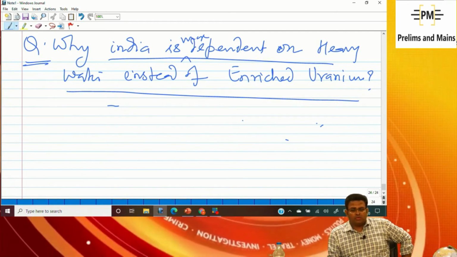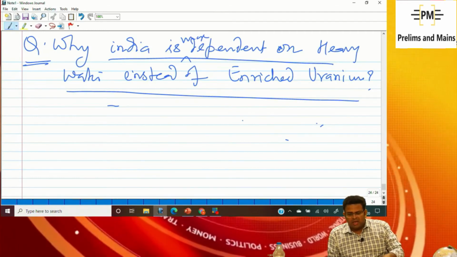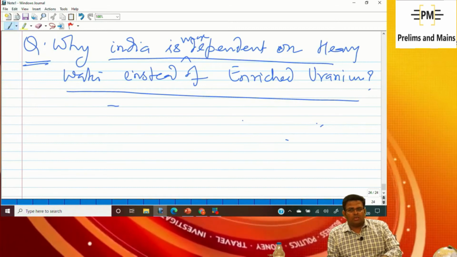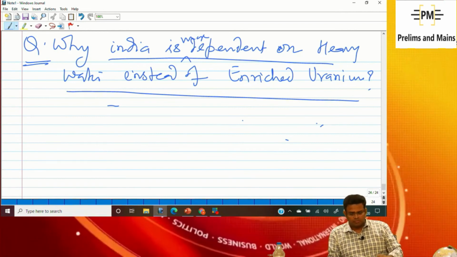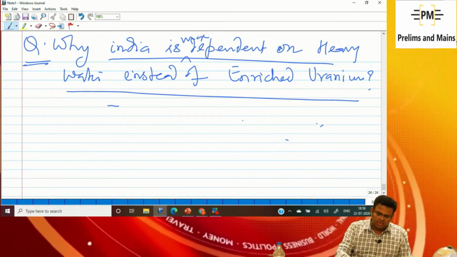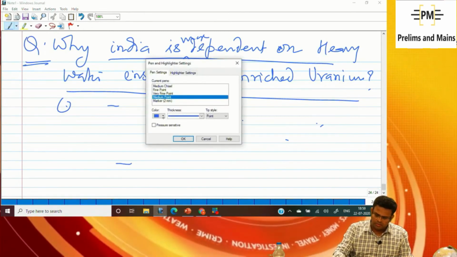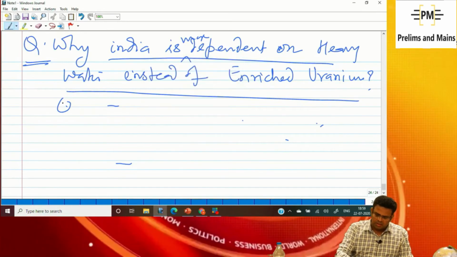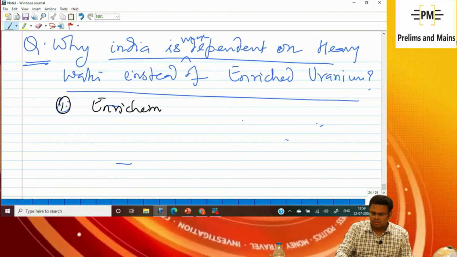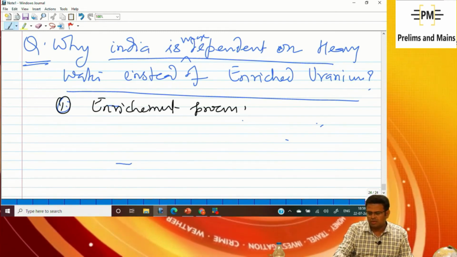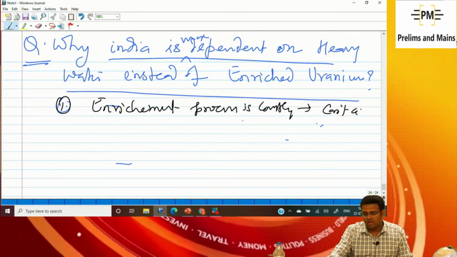So the first point, you will say that the following factors are causing India to be more dependent on heavy water instead of enriched uranium. Clear? First point, what is the first point answer? I said that the enrichment process is costly and India cannot afford it.